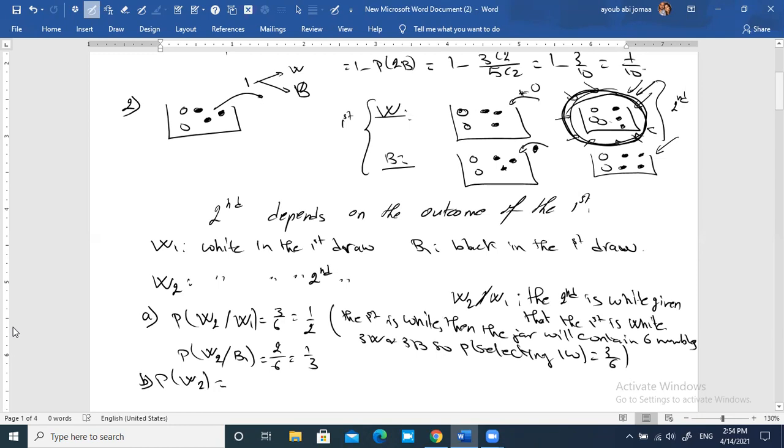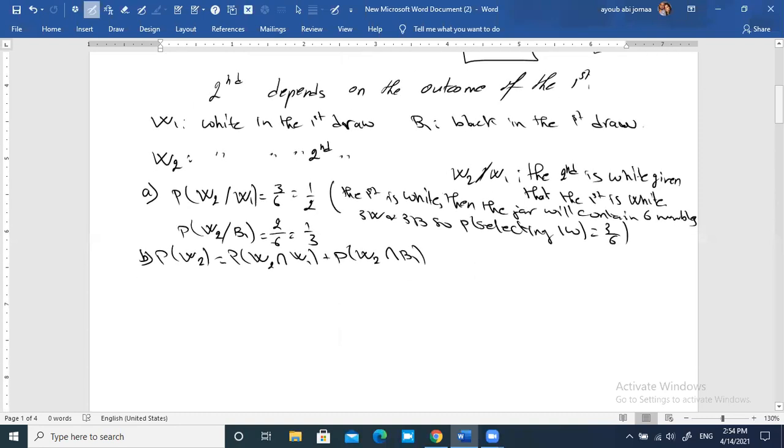Now the probability that the second one is white. What is the probability that the second one is white? Applying the total probability: the second one is white intersection the first one is white, plus the second one is white intersection the first one is black. Like in this diagram we draw each time, either the first one comes out white or it comes out black, W1 or B1, and then the second one is white. So W2 intersection W1, W2 intersection B1.